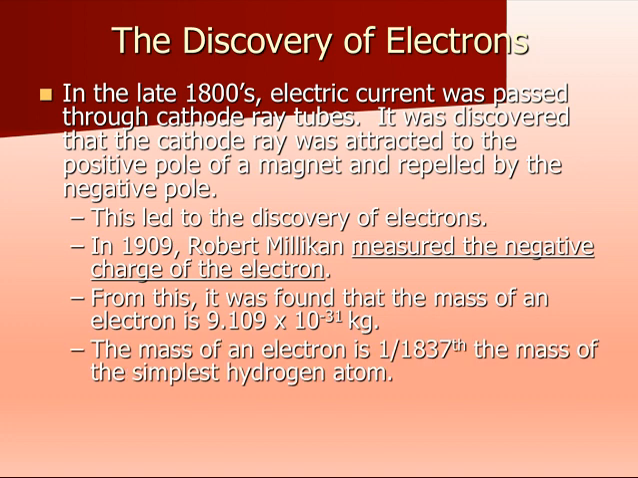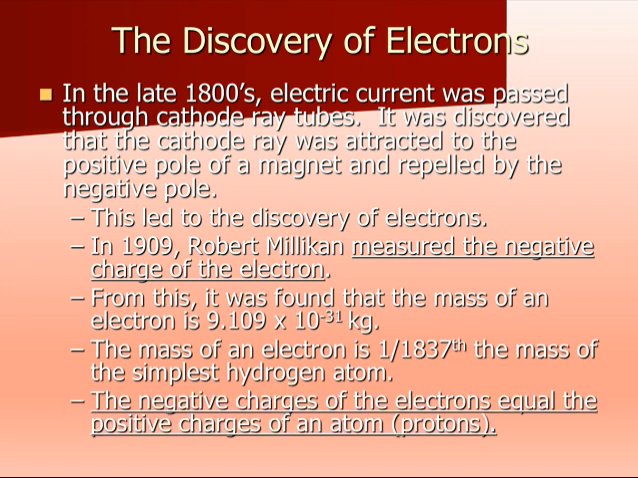The mass of the electron was about 1/2000th the mass of the simplest hydrogen atom. So a hydrogen atom, the smallest atom known, is about 2,000 times bigger than an electron. It's a very small piece of stuff. The negative charges of the electron equal the positive charges of an atom, which we now know as protons.